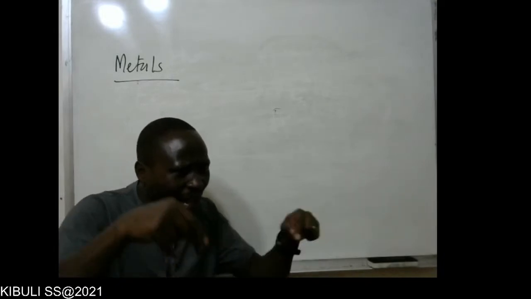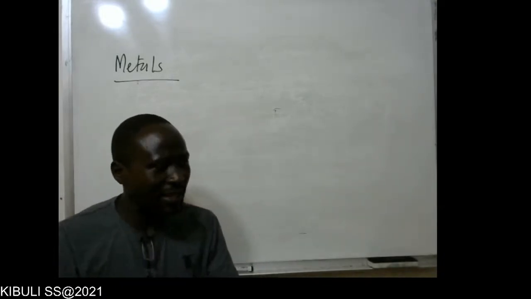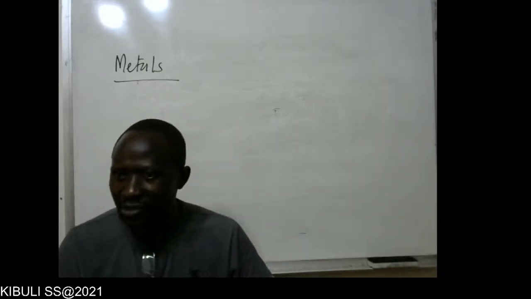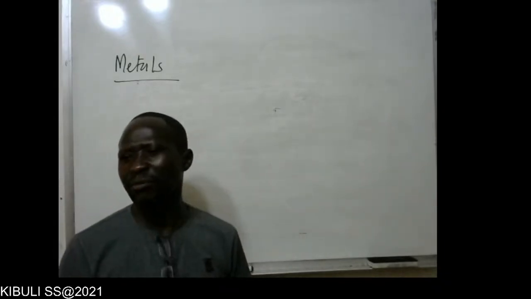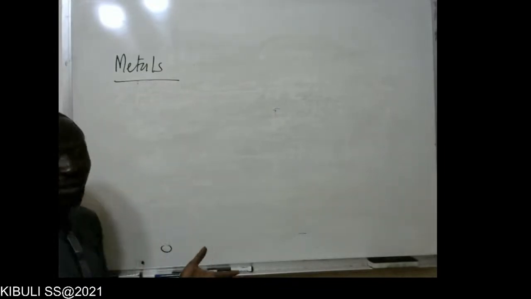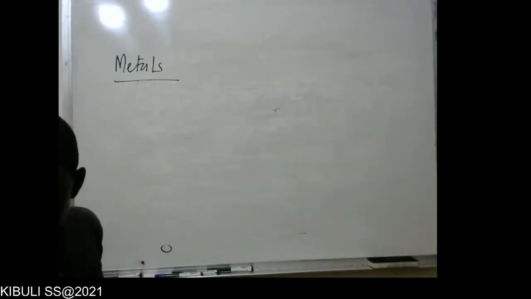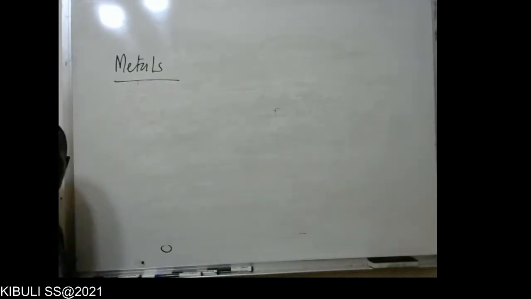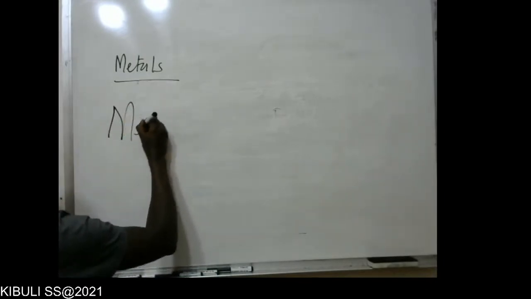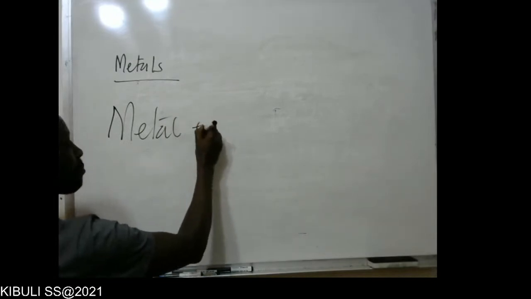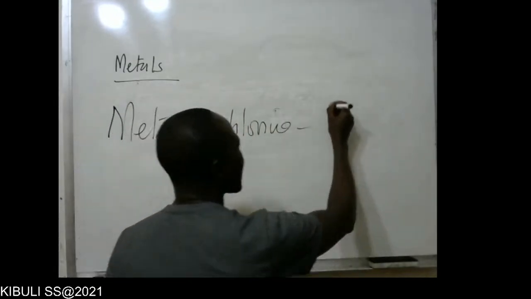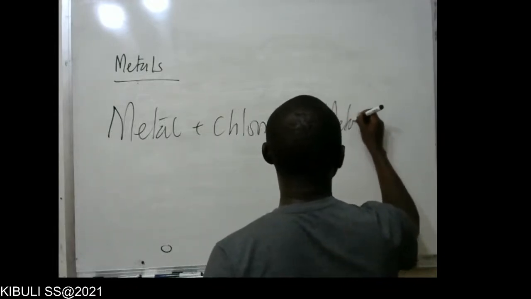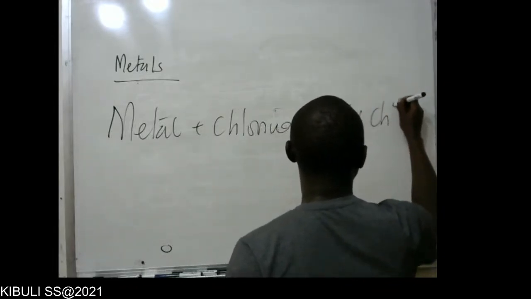So do you know why our sitting arrangement in the class is that boys are supposed to sit differently from girls unless it is unavoidable? Those are the issues. We are avoiding reactions. Same here. So what happens? The general equation is a metal plus chlorine. What do you get? You get a metal chloride.